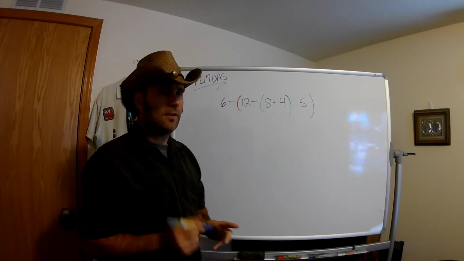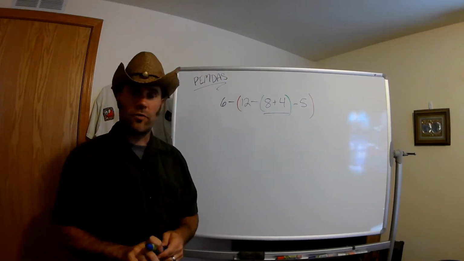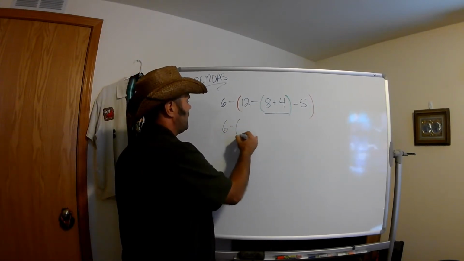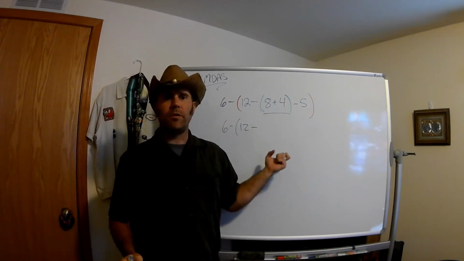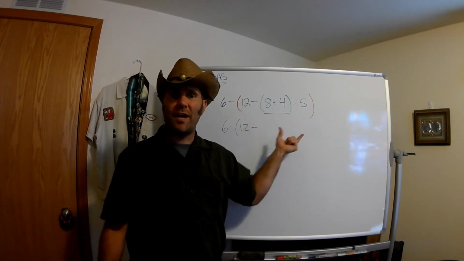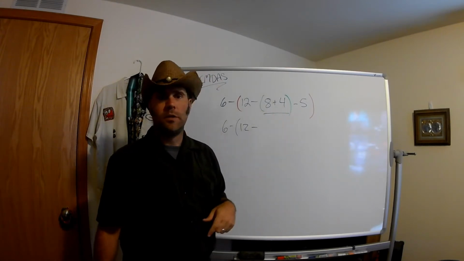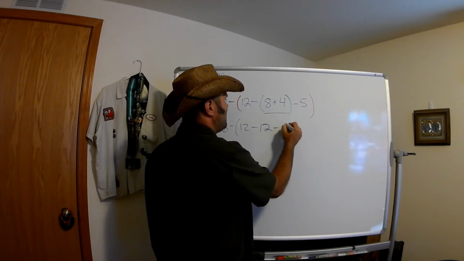So to get the right answer, we do need to combine 8 plus 4 first. So that would be our first job. So we're going to end up with 6 minus parentheses 12 minus, and we can drop the parentheses once we've done what's inside of that parentheses. So that is 8 plus 4. So 8 plus 4 is 12 minus 5.